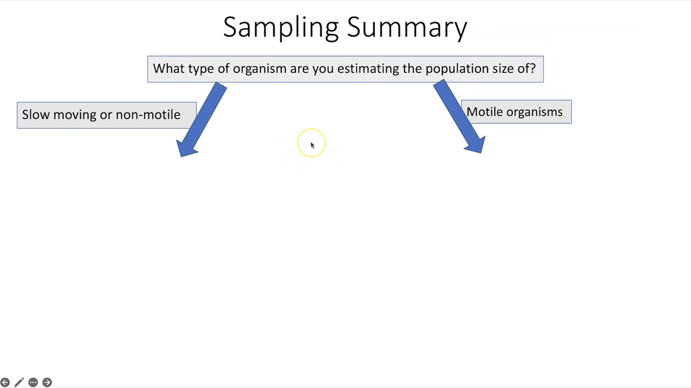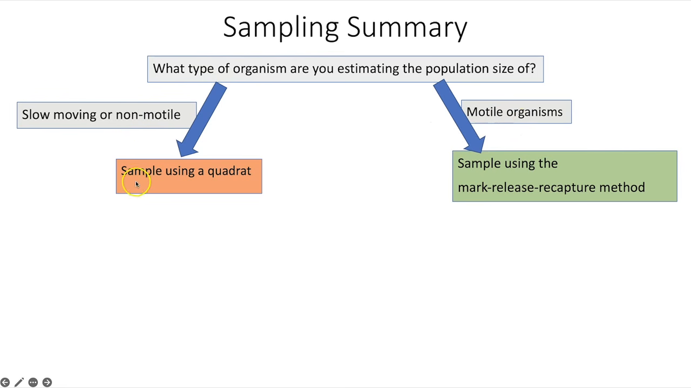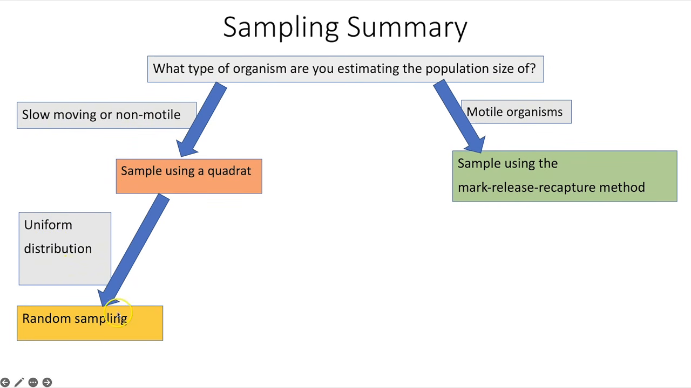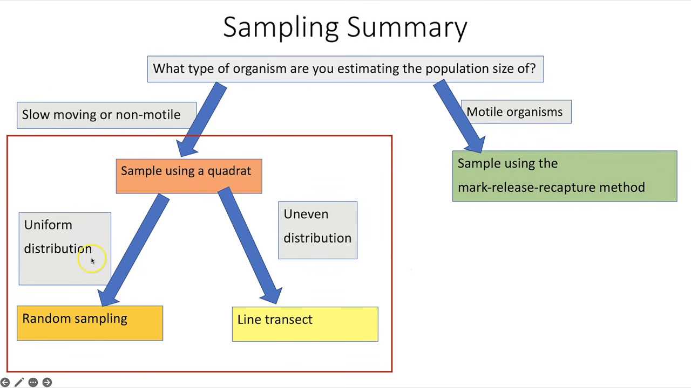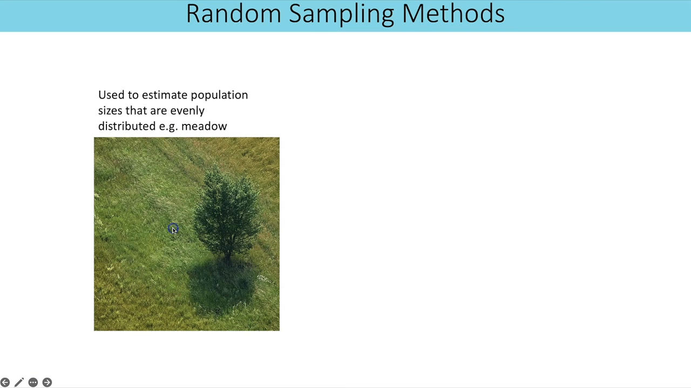So a bit about sampling then. We're going to go through how you could sample the slow or non-moving organisms and also the moving or motile organisms. So we'd use a quadrat if it's slow or non-motile and mark release recapture if it's motile. Uniform distribution would use random sampling. Uneven distribution would use systematic sampling, which is using a line transect. So we're going to go through random sampling, systematic sampling, and mark release recapture, what each of those methods are, starting with the sampling using a quadrat.